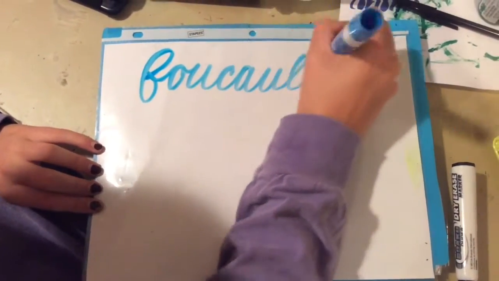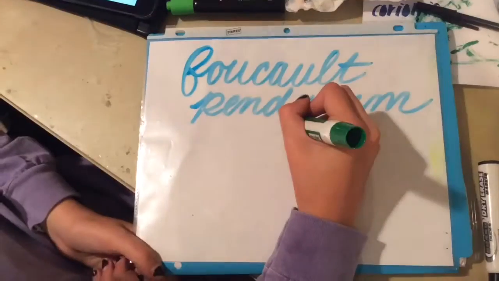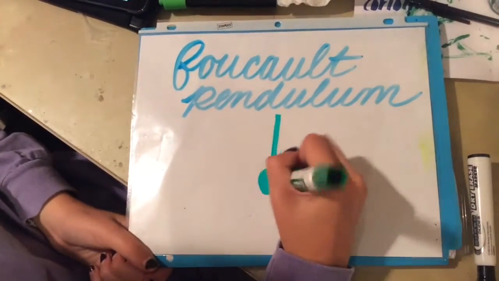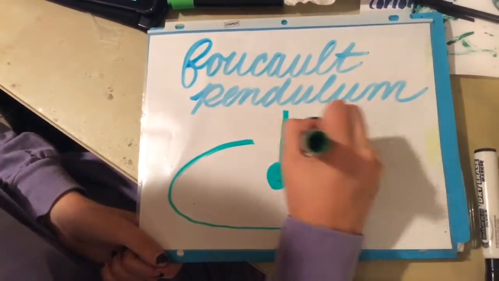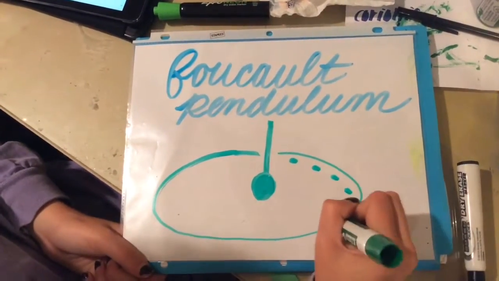The Foucault pendulum. The Foucault pendulum has a heavy weight attached to a string and 24 pegs aligned in a circle. As the Earth rotates, different pegs are knocked down.